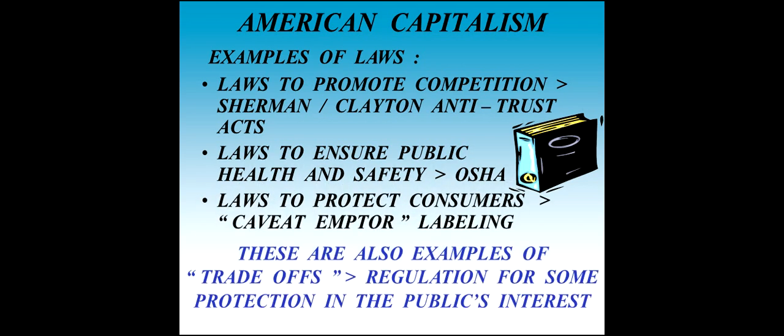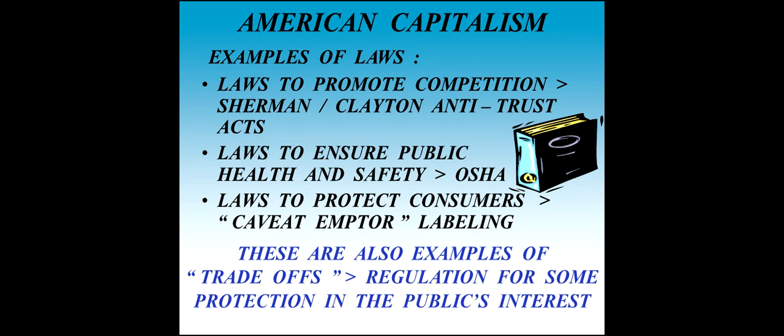The next set of laws are the laws to protect consumers. They're called caveat emptor labeling laws. Caveat emptor is a Latin term. It means buyer beware labeling. And probably the two most recognizable laws to protect consumers in this category are the laws that require the warning labels on cigarettes and the more recent laws that require warning labels on cups in which hot beverages are served.